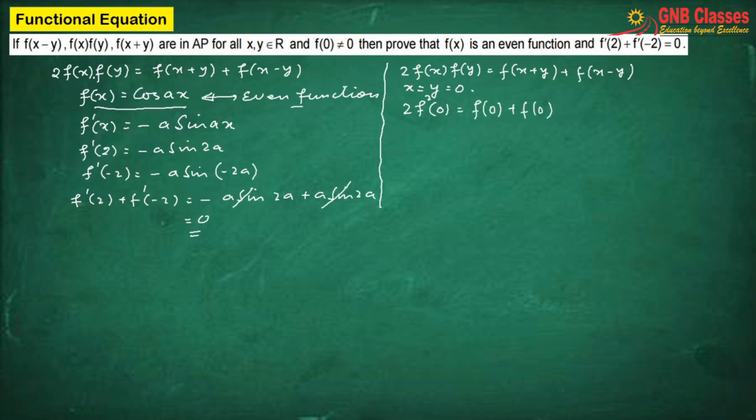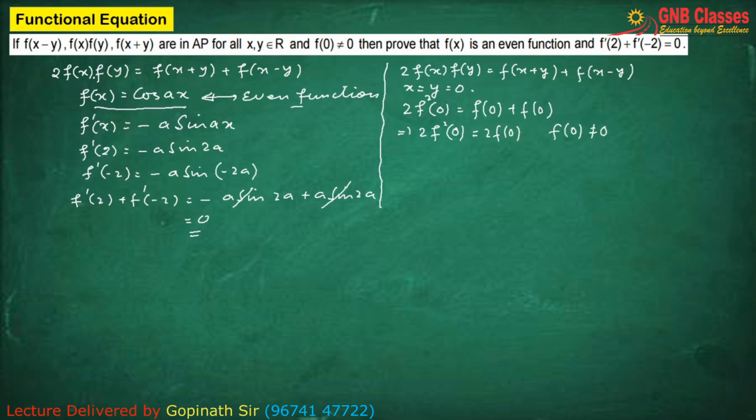So we are having basically 2f square 0 equals to 2f0. They have already said that f0 is not equals to 0, right? f0 is not equals to 0. So we can cancel f0 from both sides. We are getting f0 as 1. Is it clear?